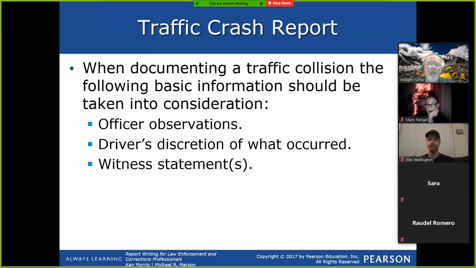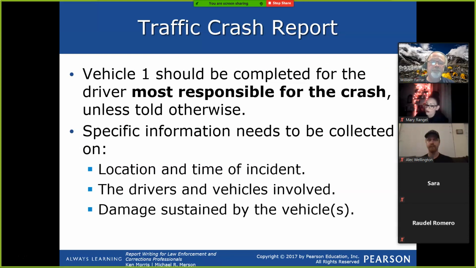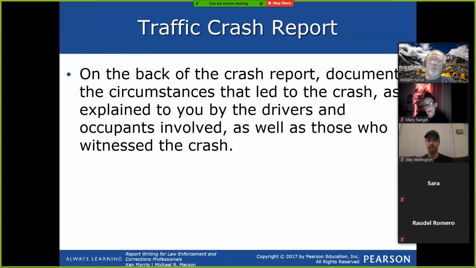Now, if there's a fatality or major injuries, the report's going to be a lot longer. But a basic report is going to be very similar in structure. Typically, vehicle 1 should be the driver most responsible, and that's how California likes us to write the reports. So we always refer to driver 1 or vehicle 1 as the person that we believe was most responsible for the crash. Hopefully that makes sense. And then I'll show you what a report looks like as well.